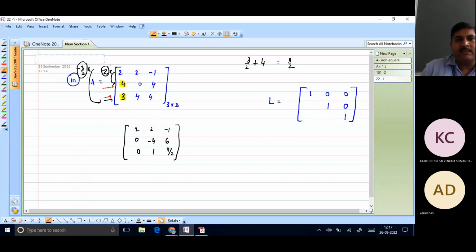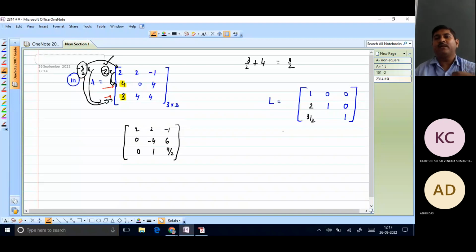So what are the entries which I got? See, -2 is multiplied to the first row, added to the second row. So here I will write the negative of this, and that is 2. Next, I multiplied -3 by 2 to the first row and added it to the third row. So its negative is 3 by 2. So I will write 3 by 2 here.